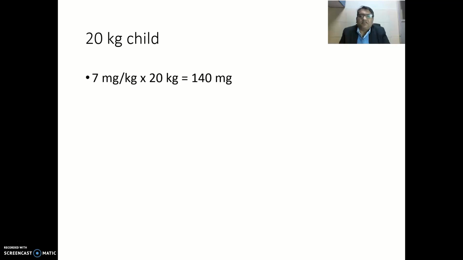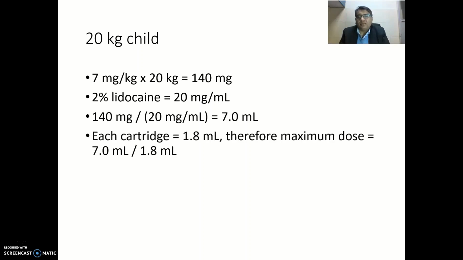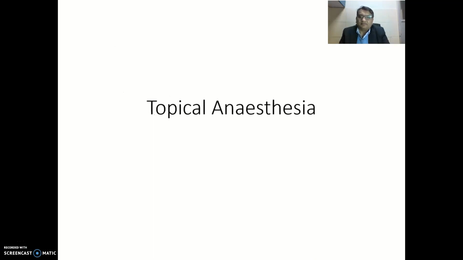For example, a patient is 20 kg. 7 mg per kg times 20 kg is equal to 140 mg. 2% lignocaine is 20 mg per ml, and 140 mg divided by 20 mg per ml is 7 ml that can be given, and each cartridge is equal to 1.8 ml. Therefore, the maximum dose is 7 ml divided by 1.8 ml, which is 3.9 cartridges for this patient.